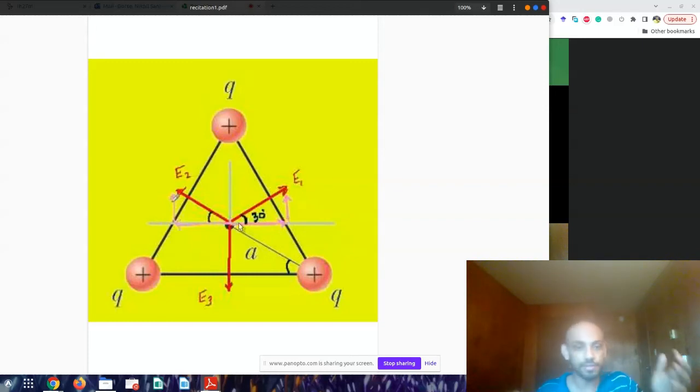So if you divide 360 degrees, which is a full circle, into 3 parts, that's 120 degrees. So the angle between E1 and E2 is 120 degrees, the angle between E2 and E3 is 120 degrees, and the angle between E1 and E3 is 120 degrees.